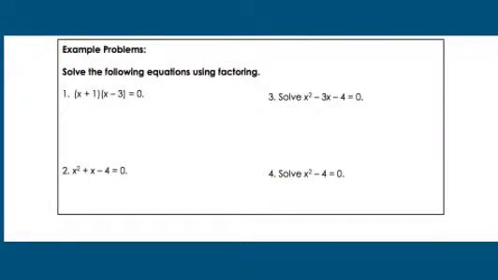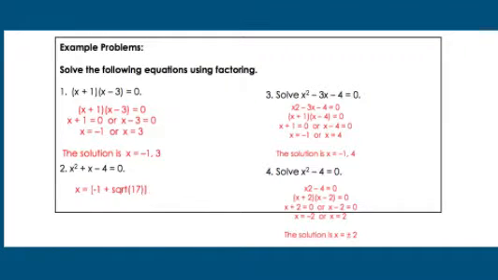So here are some example problems. We have in brackets (x plus 1)(x minus 3) equals 0. And basically we're going to be solving the next four. So try them and we'll go through them in the next step.